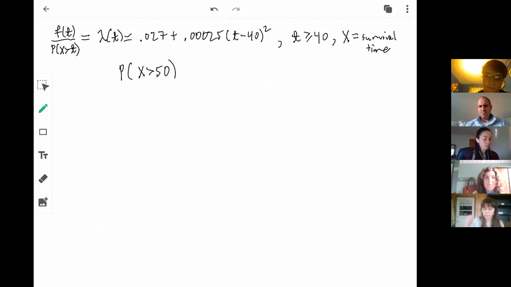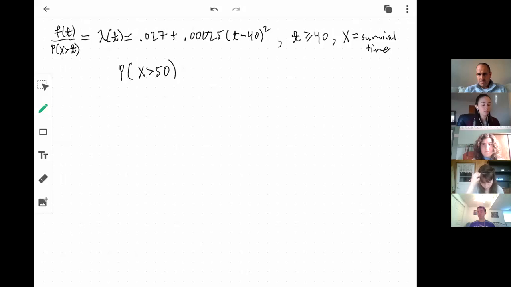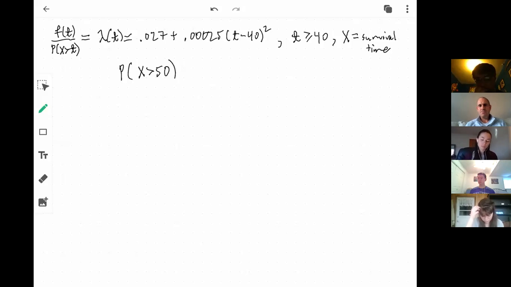Is that it? So how do we do that? How do we do it? Any ideas? What did you guys try? Initially, I tried integrating it and then plugging in from 0 to 50, but I wasn't really sure if that's the right way to go about it. Okay.